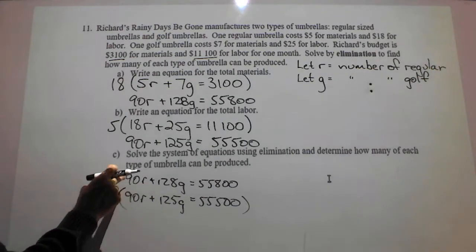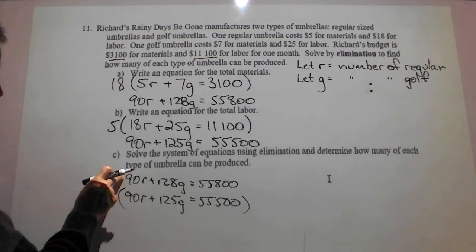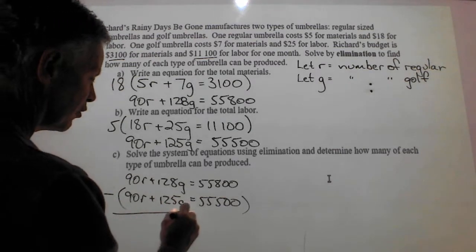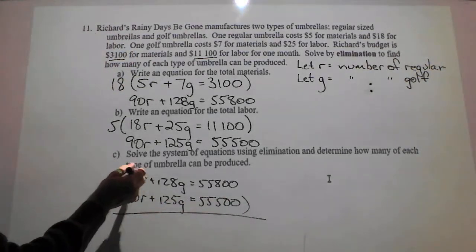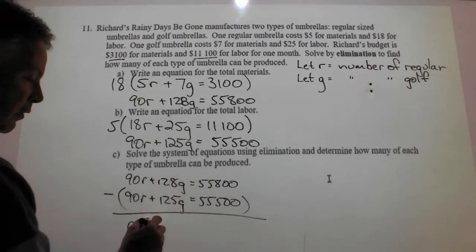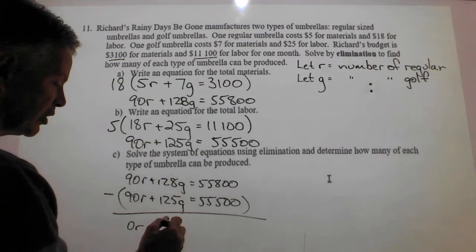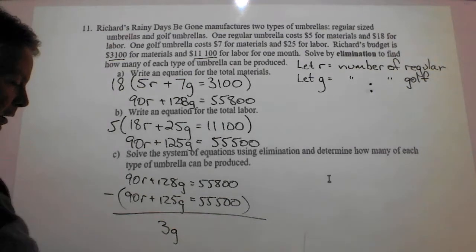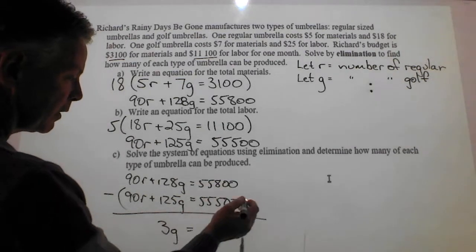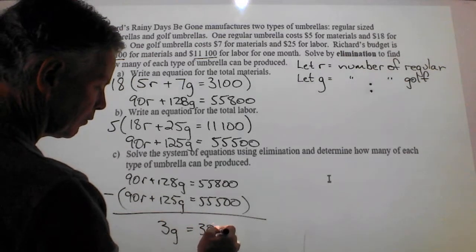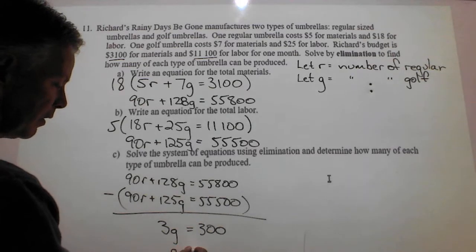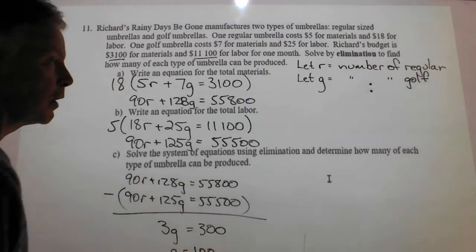Since we have positive values for both of our R variables, that means we have to subtract to make it disappear. 90 minus 90 is 0R. 126 minus 125 is 1G. It's a 0. And 55.8 minus 55.5 gives us 300. Isolating G, divided through by 3, gives us G equals 100.